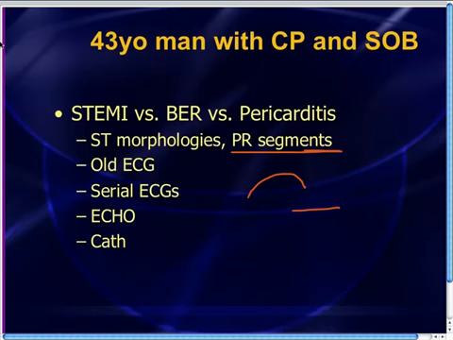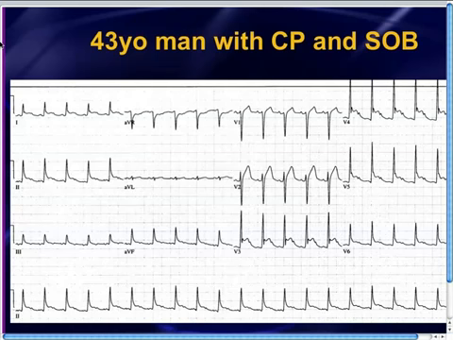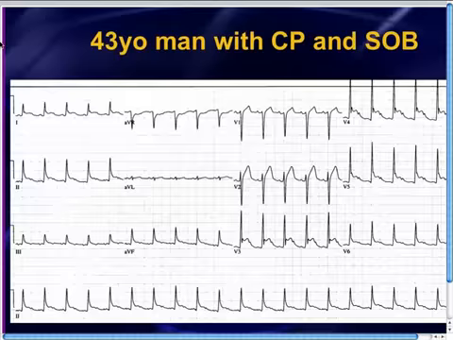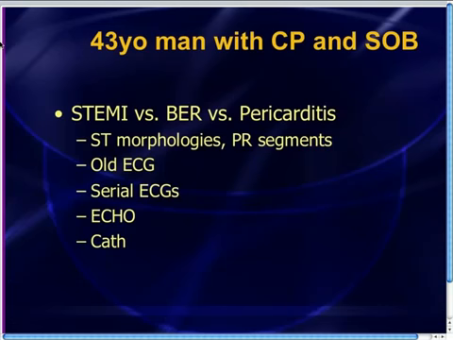PR segments. Let's look at some PR segments. Do we see any PR segment depression anywhere? Or any PR segment downsloping? And I don't know. I think I'd have to imagine PR segment depression or downsloping. And if you have to imagine something, you know what? Don't call it. Don't read too much into it. So the bottom line here is you really don't see any good ST segment changes which guarantee this is a STEMI, and you don't see any PR segment changes that guarantee you're looking at pericarditis. So looking at the ST morphologies and the PR segments, we don't have an answer.